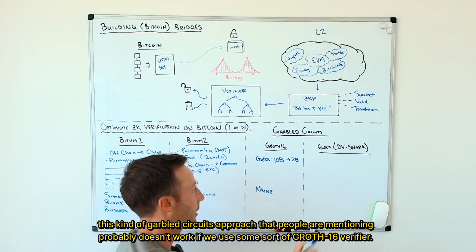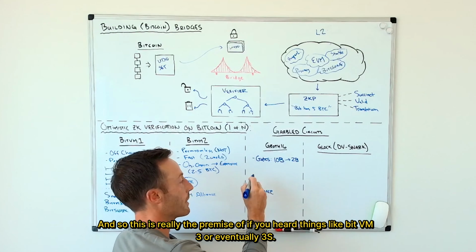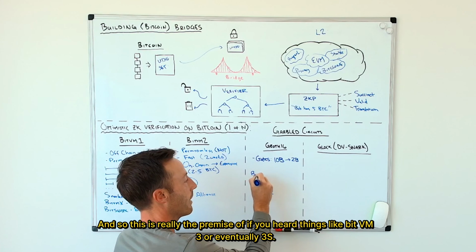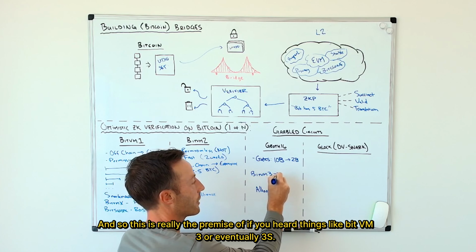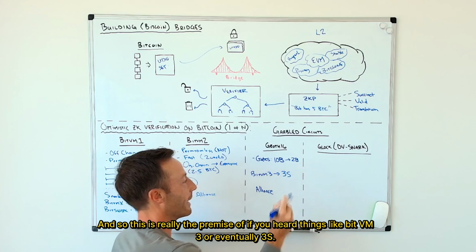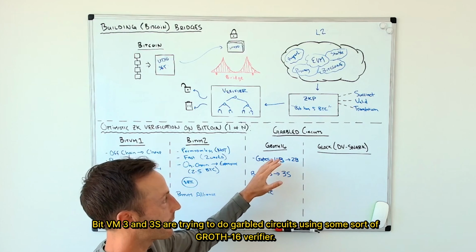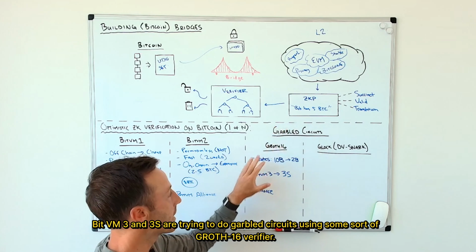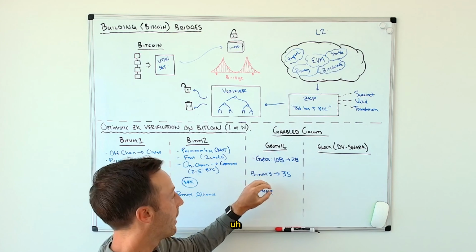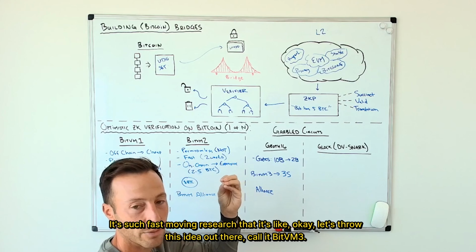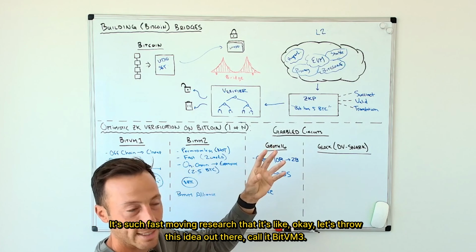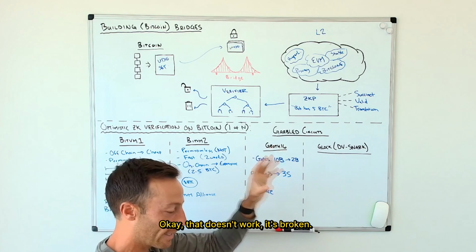And so this is really the premise of, if you heard things like BitVM 3 or eventually 3S, BitVM 3 and 3S are trying to do garbled circuits using some sort of Groth16 verifier. And it's such fast moving research that it's like, okay, let's throw this idea out there, call it BitVM 3. Okay, that doesn't work, it's broken.